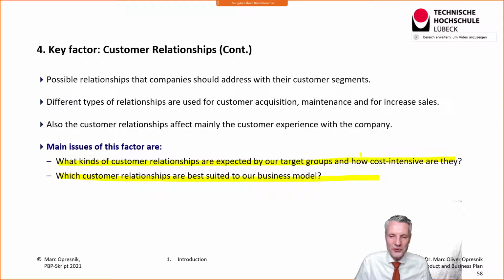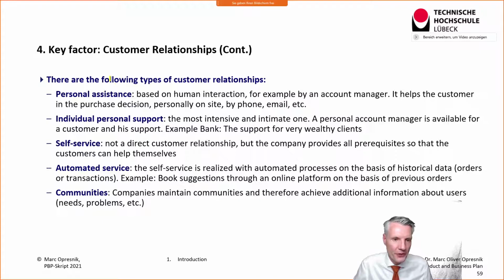Like I just said, there are the following types of customer relationships here. Personal assistance based on human interaction. So that is what they offered. Individual personal support, the most intensive, intimate one. A personal account manager is available for a customer and his support. For example, a bank offering support 24/7 for the most wealthy clients. Self-service is not a direct customer relationship, but the company provides all prerequisites so the customers can help themselves, like FAQ, for example.